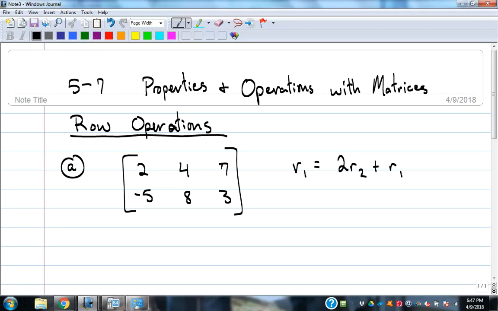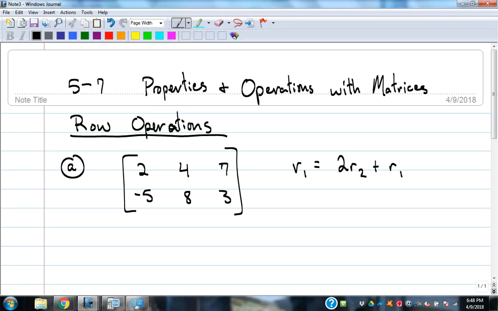So this says take 2 times row 2 and then add it to what's in row 1. So we're going to take 2 times -5. We're going to add it to 2. So that'd be -10 plus 2 should be -8. In our answer, the new number that's right here is going to be -8. Okay? And then we'll do the same thing for this 8 and the 4. 2 times row 2, 2 times 8, 16, plus 4, 20, right? So there's a 20 that's going to be right there. 2 times row 2, 2 times 3 is 6, plus 7 is 13.